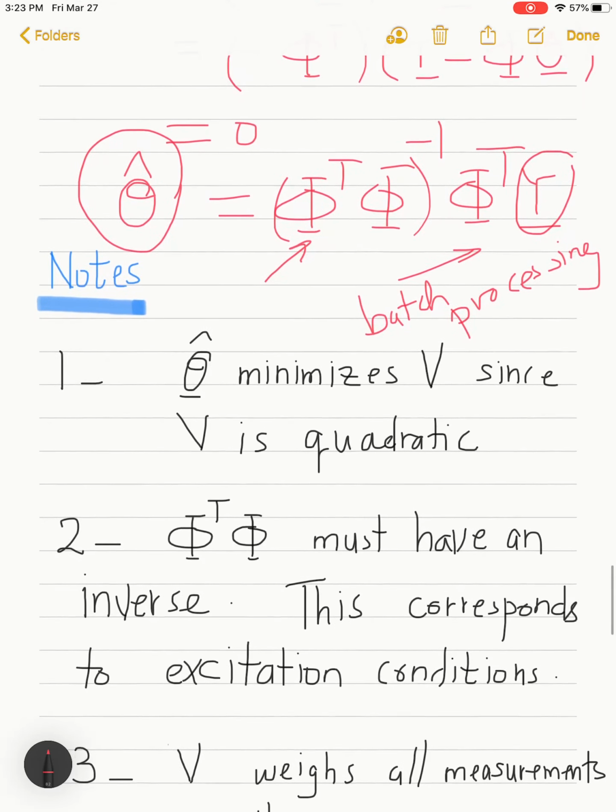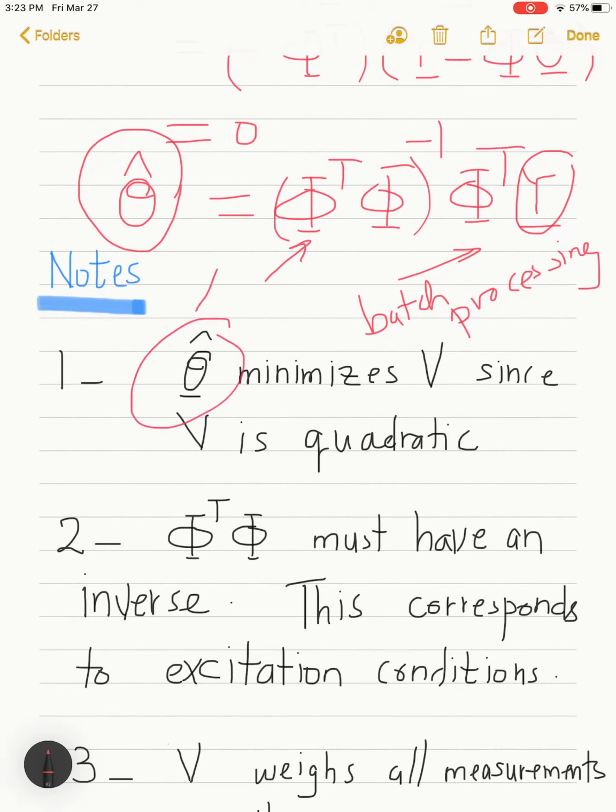So anyway, we have some notes here that the value of theta as calculated here is actually minimizing V, and the reason for that is that V was assumed from the beginning to be a quadratic function. So we know that when we take the derivative to 0, what we get is actually a minimum.